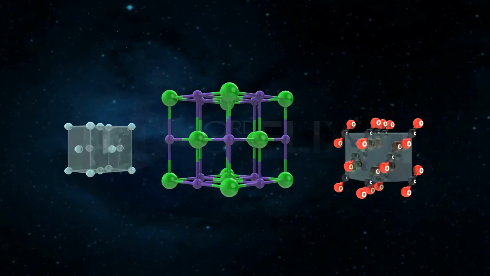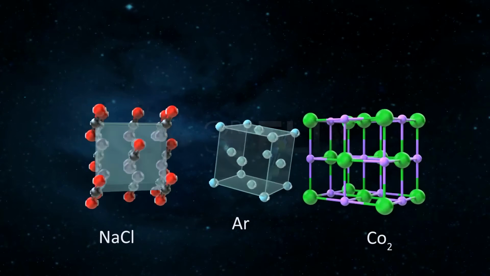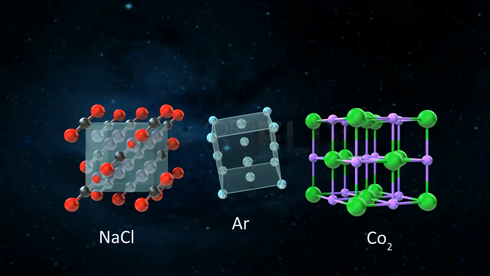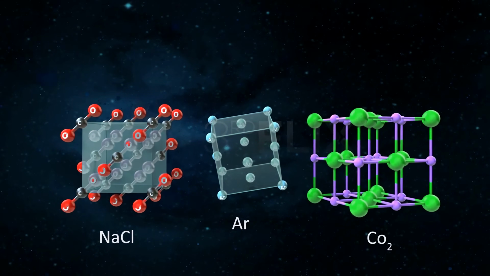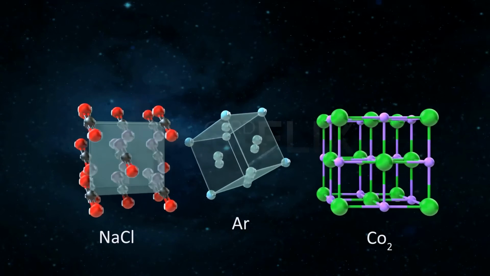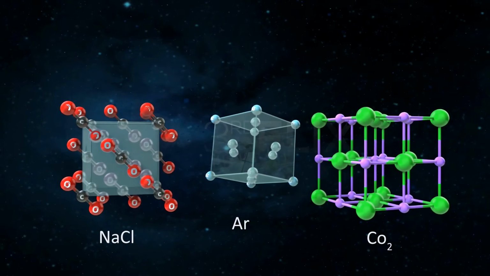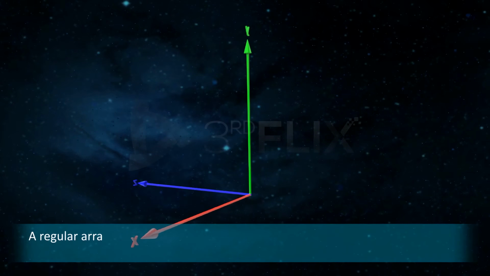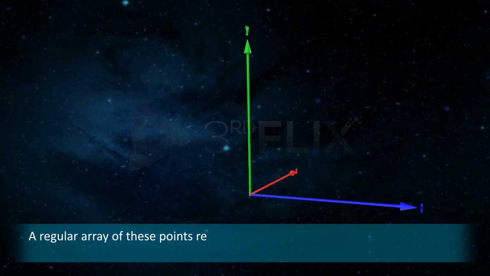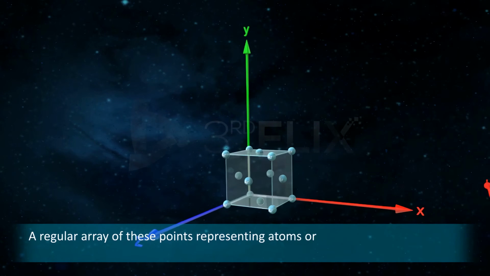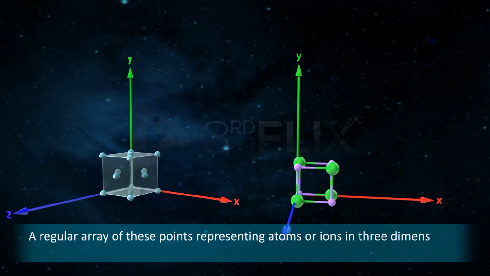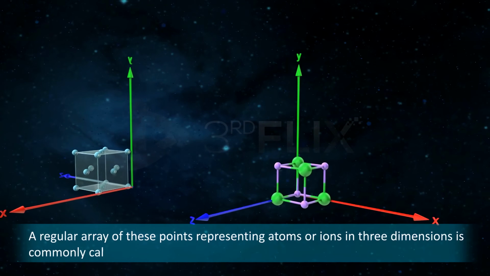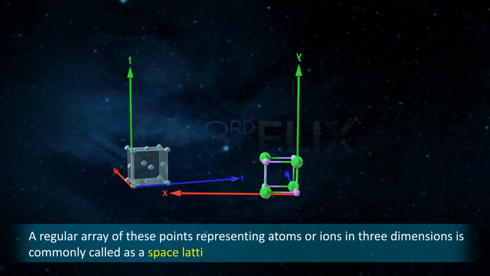regular geometric form. The positions of particles in a crystal relative to one another are usually indicated by points. A regular array of these points, representing atoms or ions in 3 dimensions, is commonly called a space lattice or lattice.